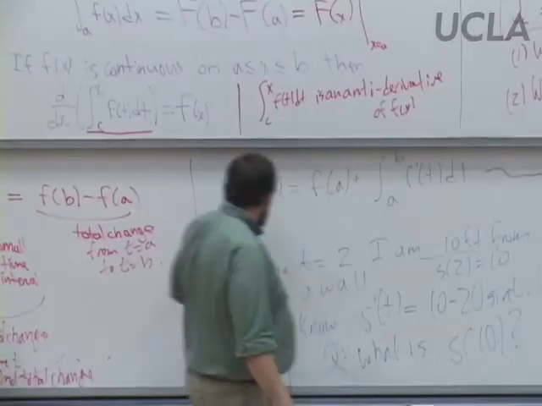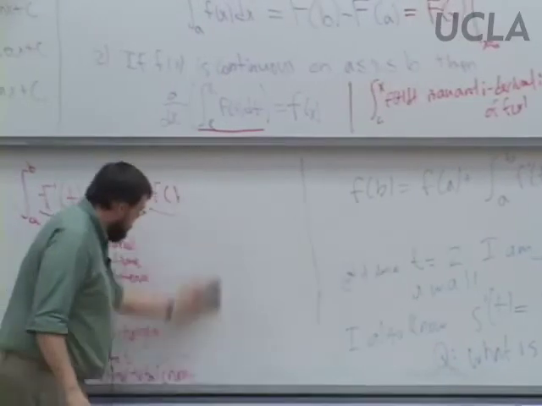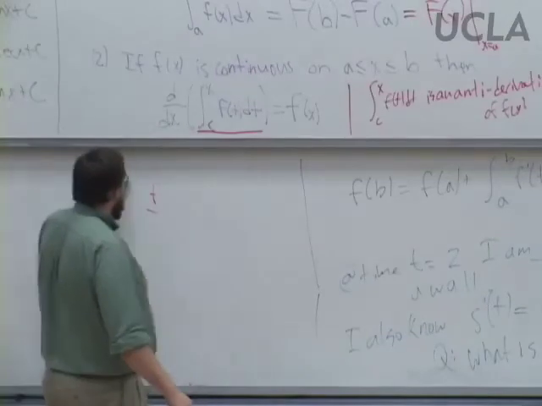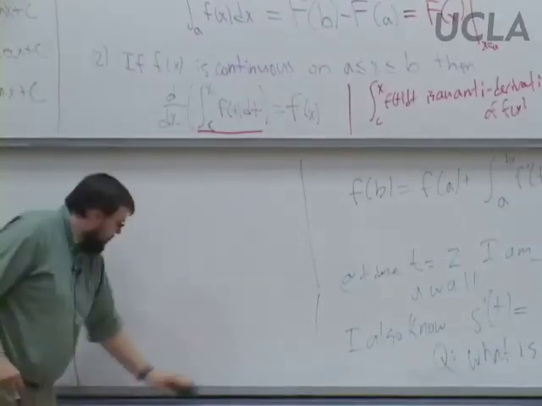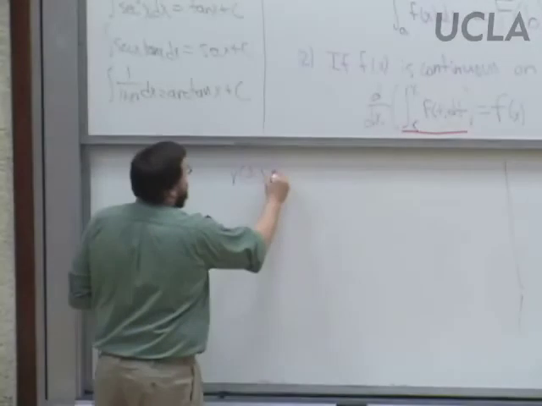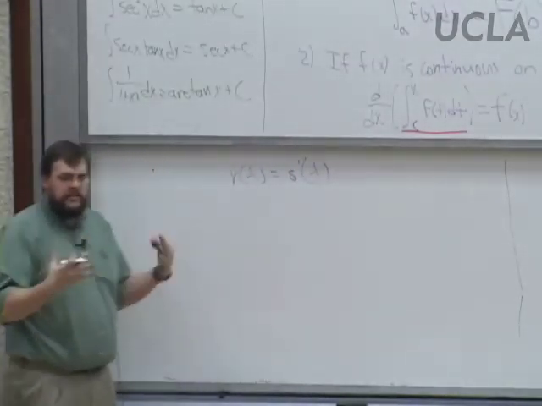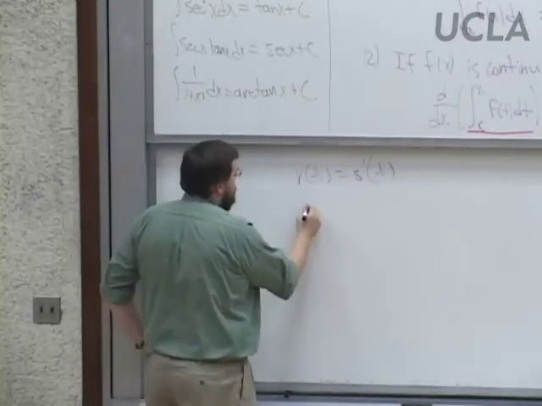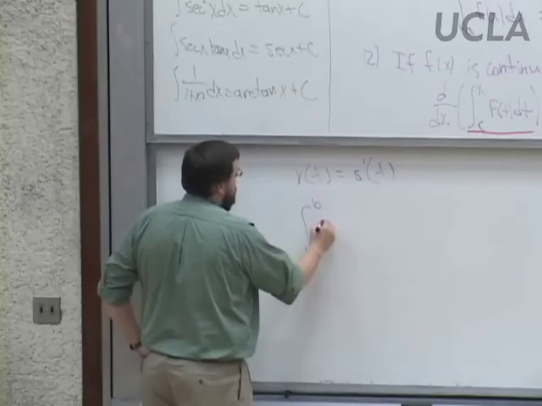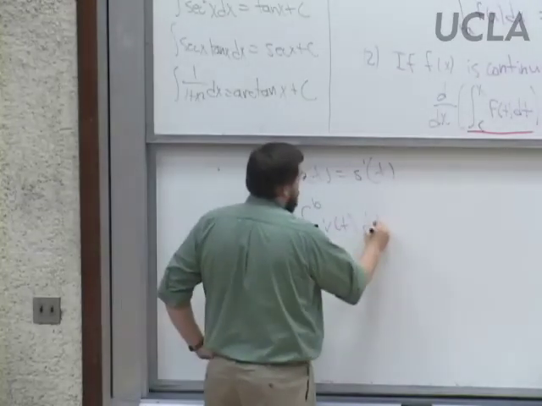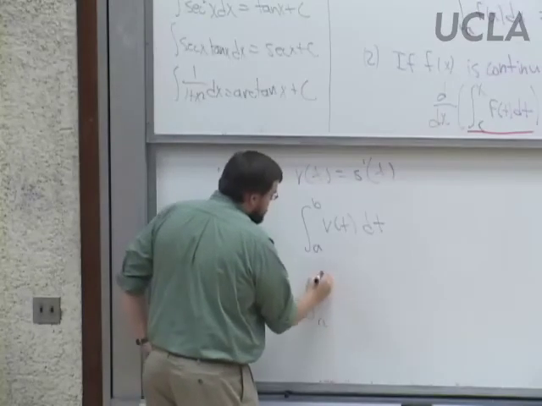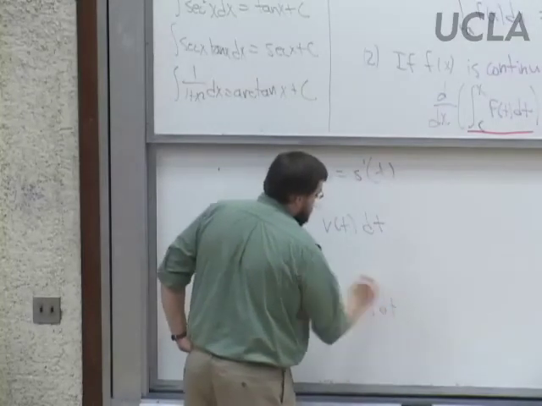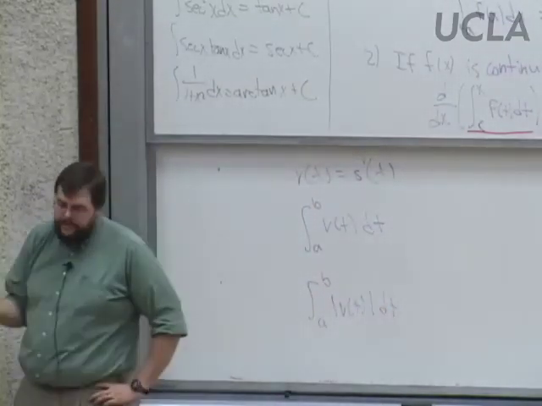Now, there is a little bit of difference here. Let me look at velocity for a second. So we've talked about velocity before. The velocity function, v of t, is the derivative of position. So if we think of s of t as our position function, v of t is velocity. So what's the difference between, say, the integral from a to b of v of t dt versus the integral from a to b of the absolute value of v of t dt? Is there a difference? Are they the same thing?